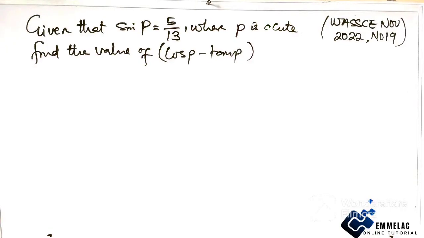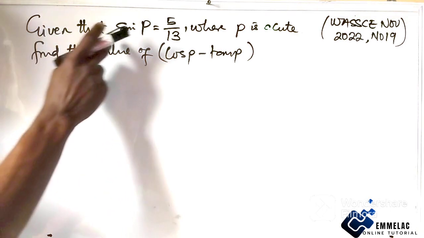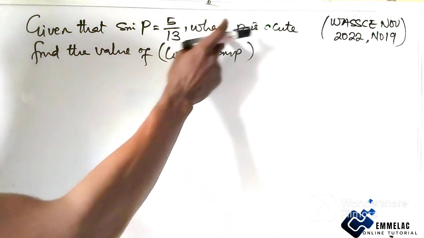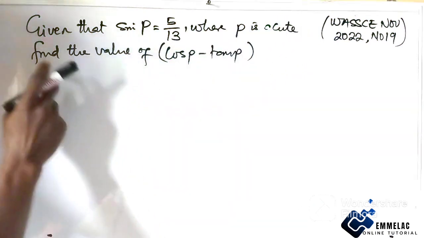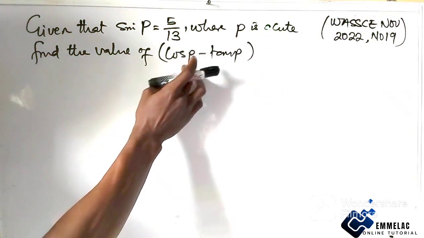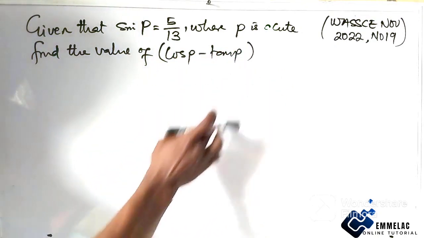Welcome to Emilac Online Tutorial. Before us is question number 19 of the WAEC November 2022 mathematics question. It says, given that sine p equals 5 divided by 13, where p is acute, find the value of cos p minus tan p.